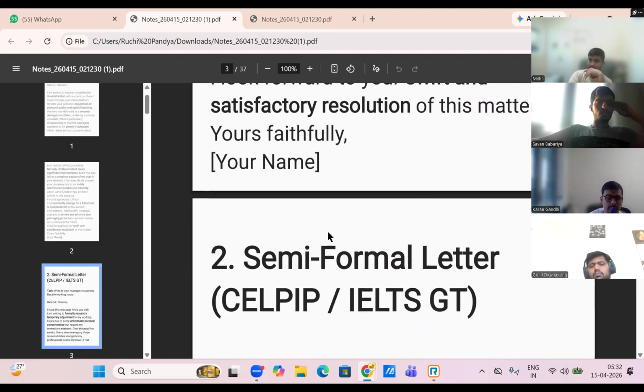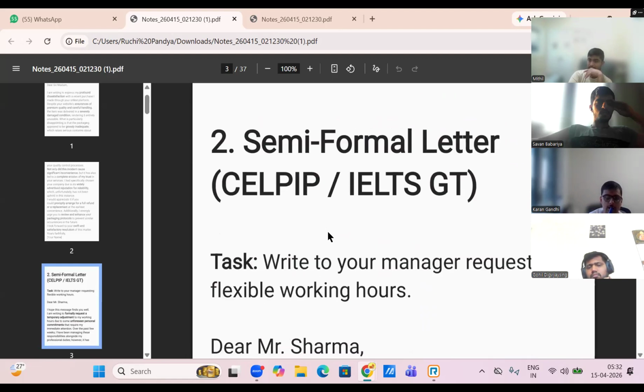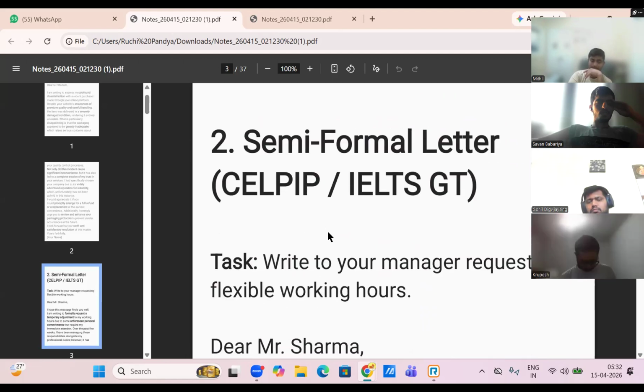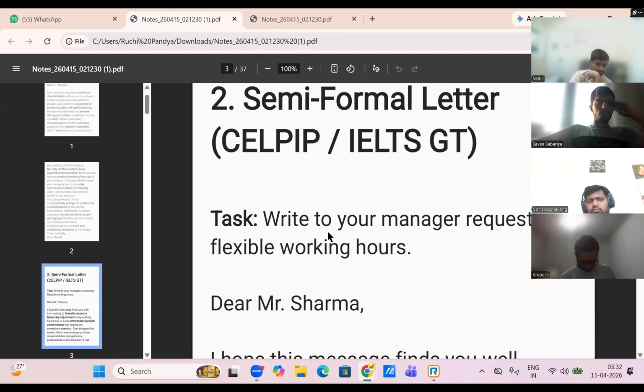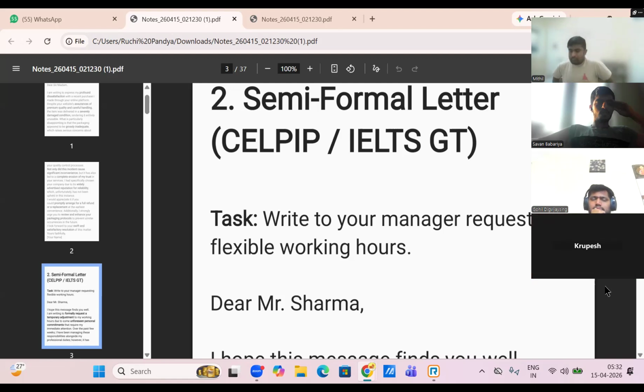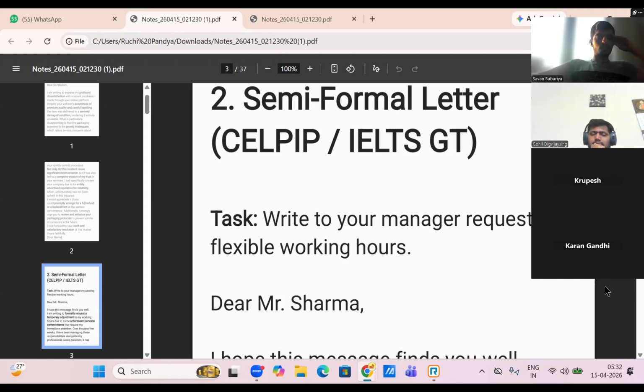I don't see any other words that stand out now. Okay. Semi formal letter. We are writing to our manager to request flexible working hours. Let's try a variation on this activity. When I'm reading out loud for the first time, all of you close your eyes. Only one sense will be engaged. Focus only on listening, okay? Active listening.